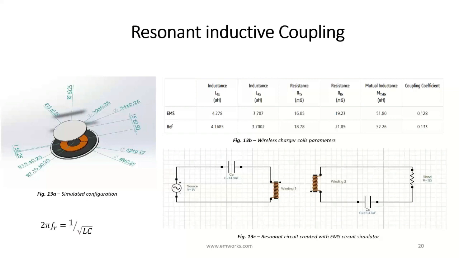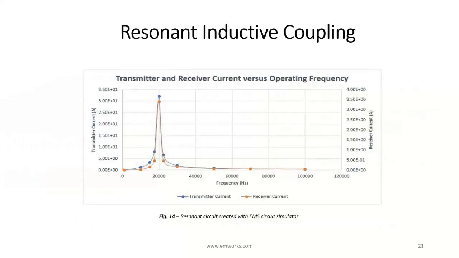We can see from figure 13b a good agreement between EMS results and our reference results. These parameters are computed at a frequency of 20 kHz, which will be used as the resonant frequency. EMS coupled to circuit is used to create the simulated resonant circuit and run the simulation. It's clear from figure 14 that the resonance has a great impact on the wireless output data. We can see that at the resonant frequency, which is 20 kHz, both the induced voltage and the current of the receiver are very high compared to the rest of the frequencies.